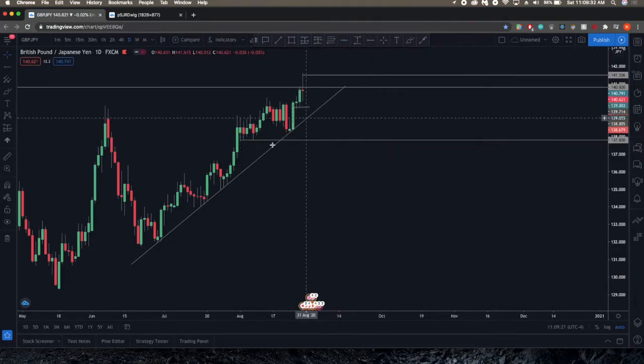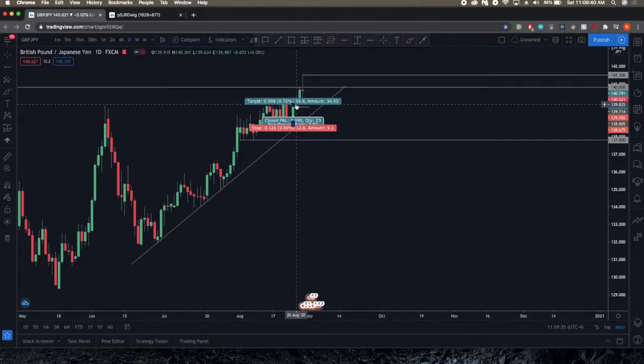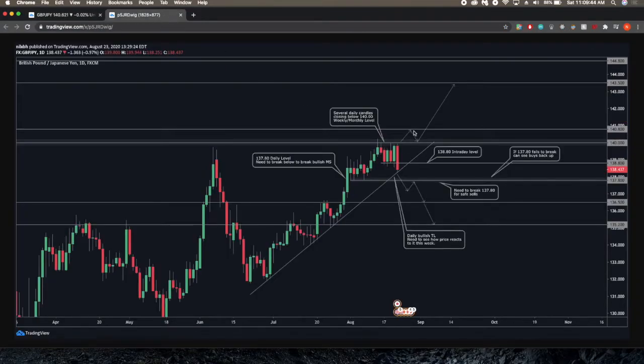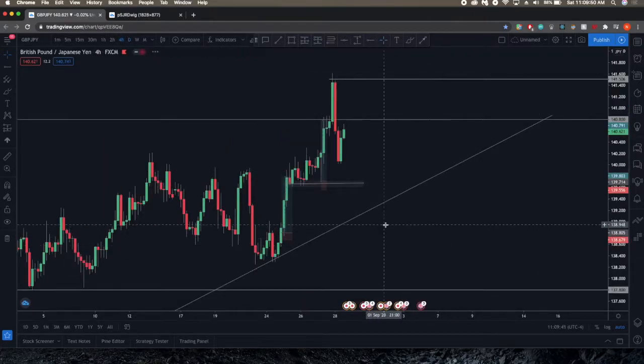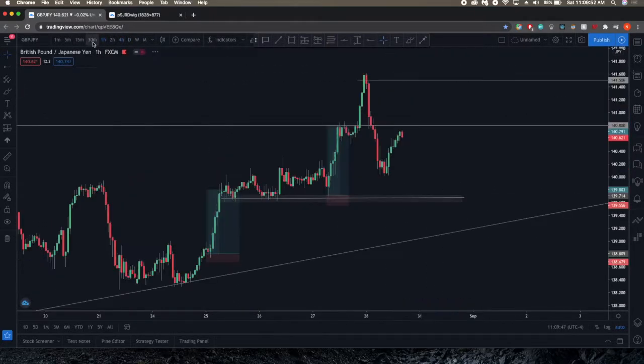Okay, so we didn't reach 137.8. The trend line reacted and we got a bullish move. We started closing above 140, and then we continued up to 140.8, which was initially the first target, right? And then we were planning for further upside. So I'm going to show what the proper moves for the week were.